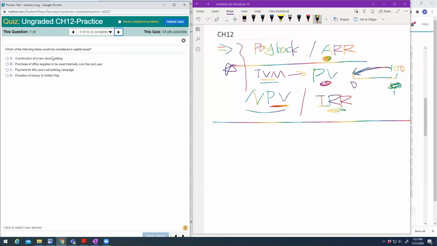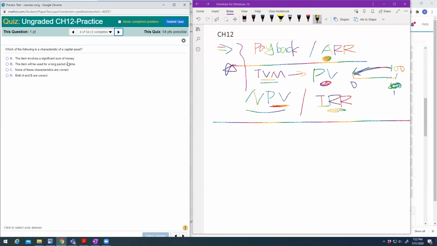Next one. Which of the following items would be considered a capital asset? Capital asset is a long-term asset. Okay, long-term assets. New store building. Yeah, this is a capital asset. Purchase office supplies. No, you will use them immediately. Payment for this year. No, this is your expense, right? Advertisement expense. Donation of money. No, you don't donate money. It's not investment.